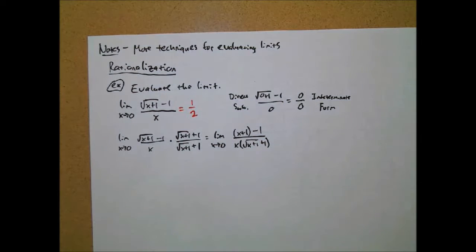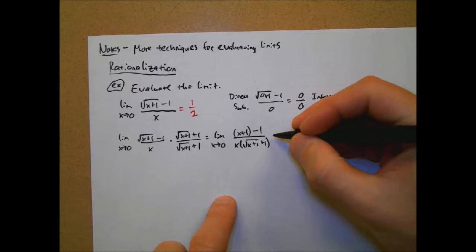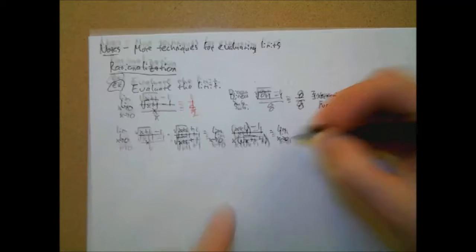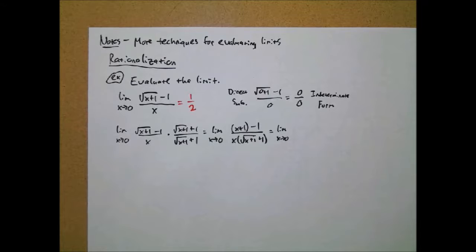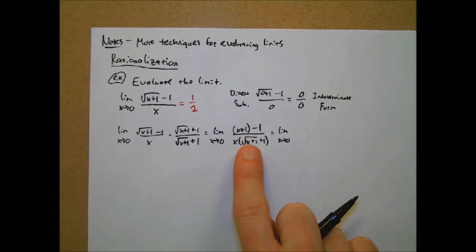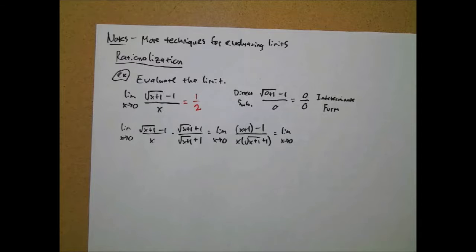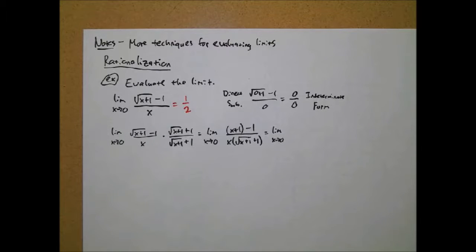the denominator, which I'm going to leave undistributed, and you'll see why in just a second. So don't distribute that x to the denominator, because we can simplify some more. What can we cancel out here? We have x plus 1 minus 1, all over x times the quantity root x plus 1 plus 1. What can we cancel here?